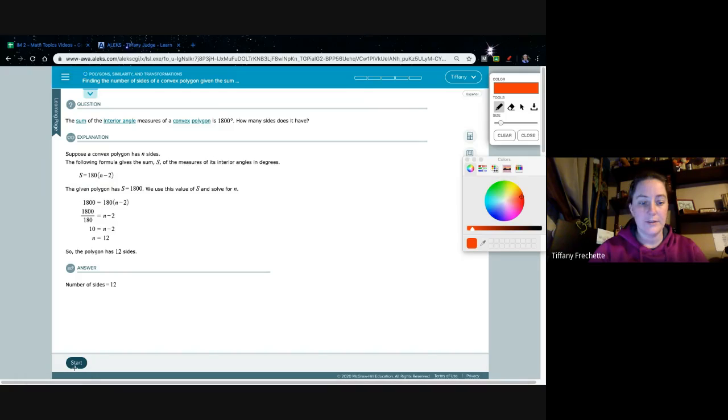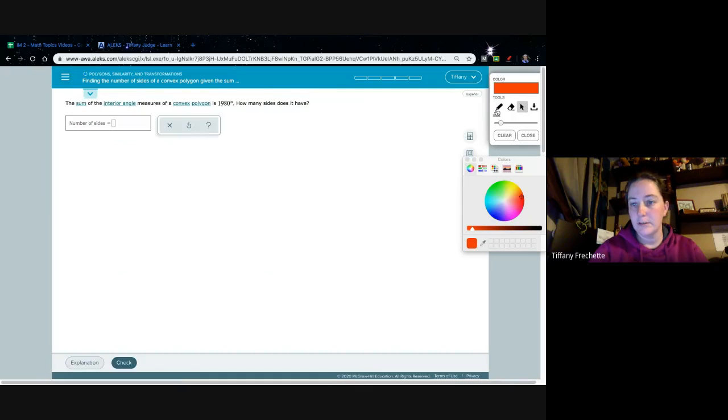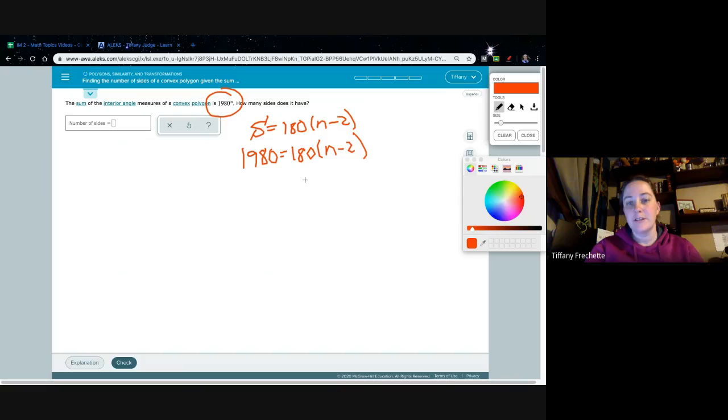All right, so let's go ahead and go to the practice problems. Okay, so again, we know it's S equals 180 times N minus 2. This is our equation. S is the total, N is the number of sides. So they're telling us this is the total or the sum. So instead of S, this is an S, not a 5, we're going to put 1980 equals 180 times N minus 2. So just like in the example, we're going to divide both sides by 180.